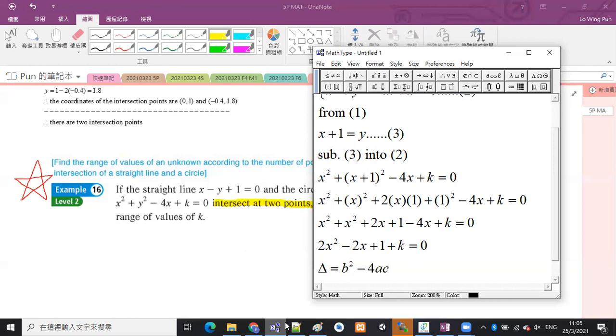If delta is positive, then this equation has two real roots. If delta is 0, then there is one real root. If delta is less than 0, then this equation has no real root. Do you understand what I'm talking about?